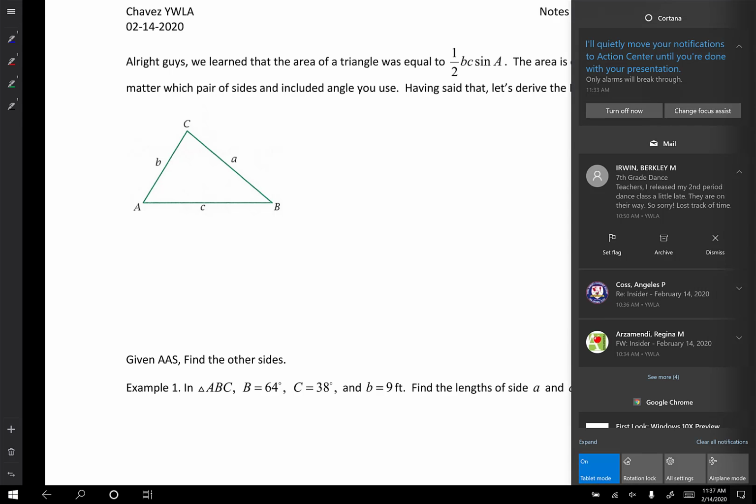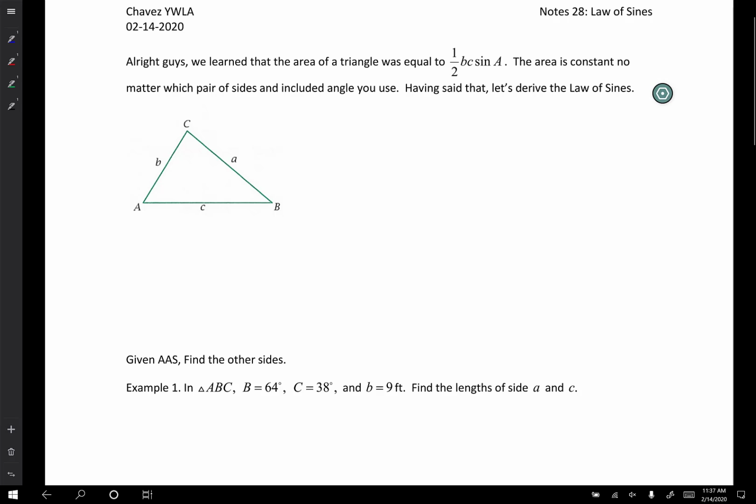All right, so here we go, guys. Let's talk business here. We learned area of a triangle yesterday or 2 days ago. No, it was yesterday, right? Or 2 days ago. Okay. So we learned area of a triangle, and we figured out that the area of this triangle specifically is 1/2 BC sine A. But that's not the only area of this triangle.